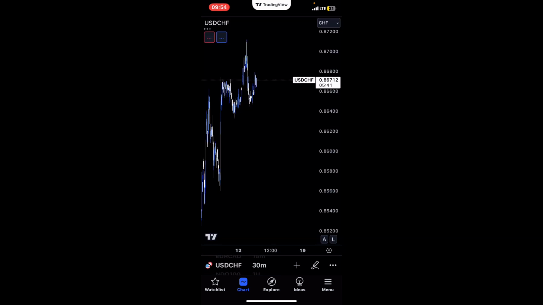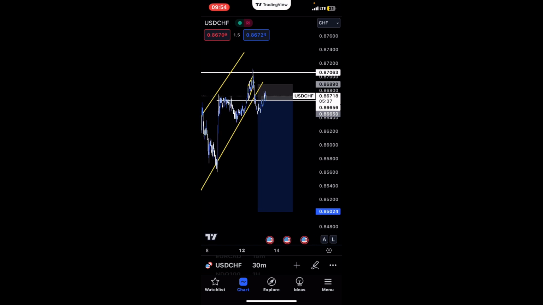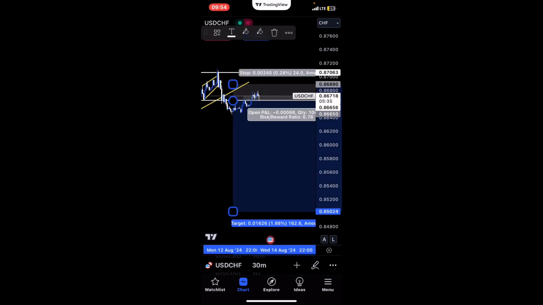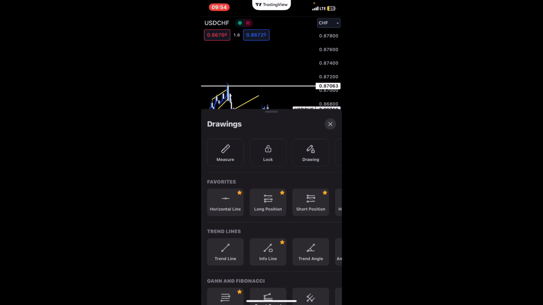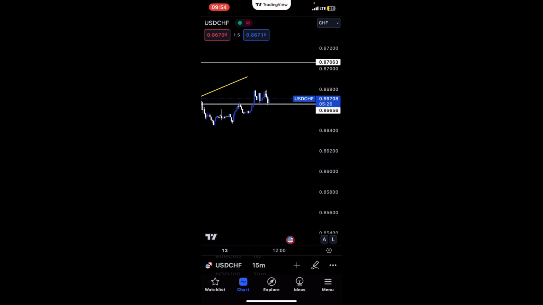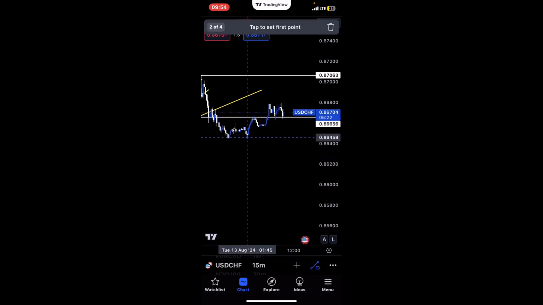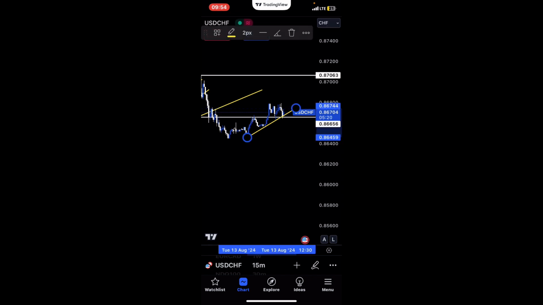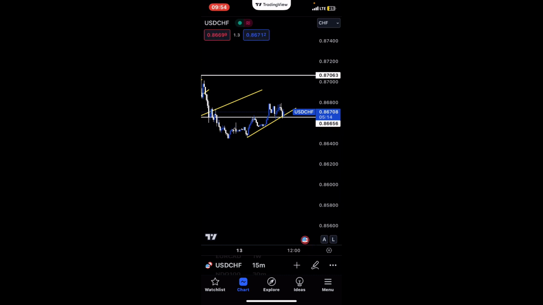Okay, USD Swiss franc. USD Swiss franc has now created what we call a head and shoulder pattern, right? So going down, let's go down to the 15 minute. Going down to the 15 minute, you can see the market is correcting. This is a trade I wanna take, guys. This is a trade I wanna take. Made a mistake there, guys.